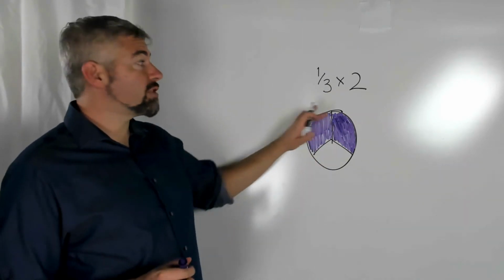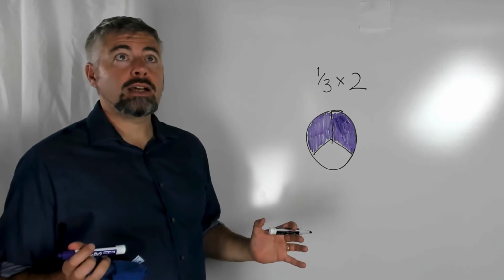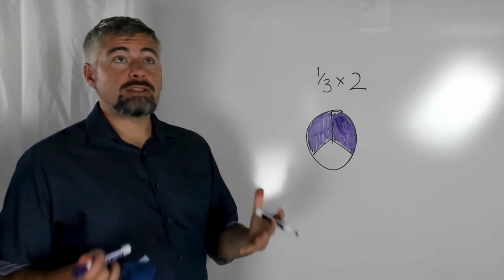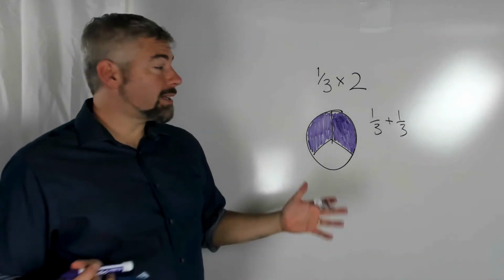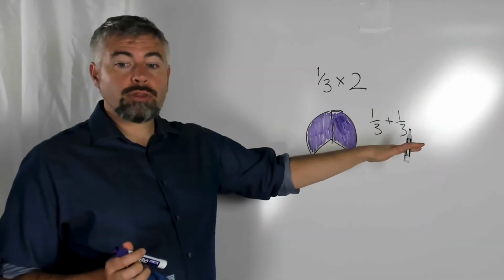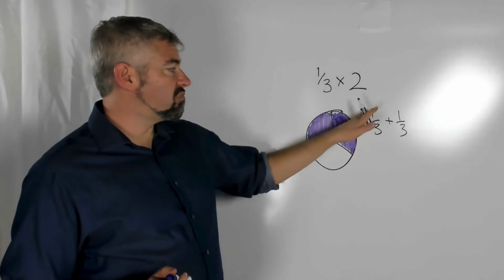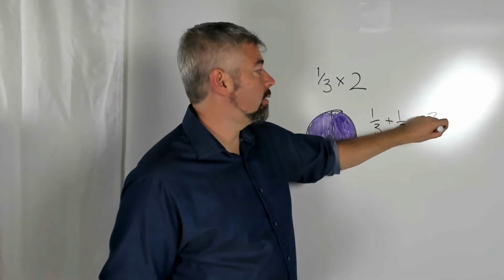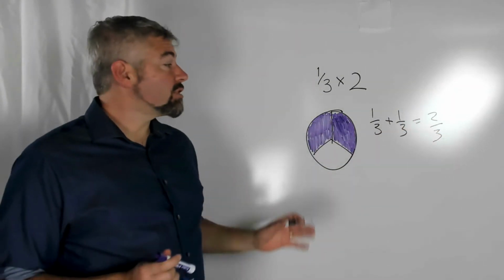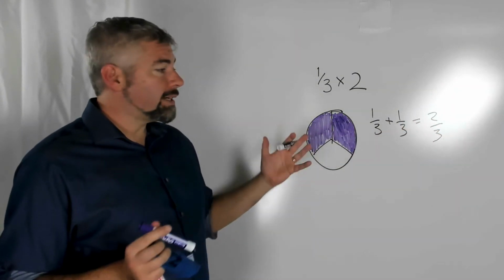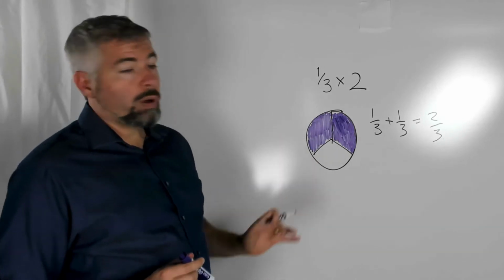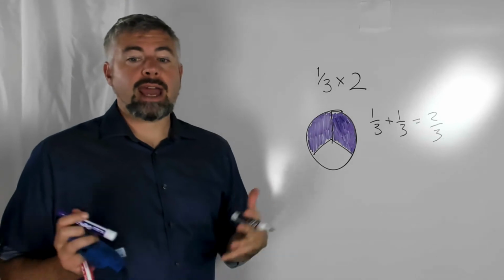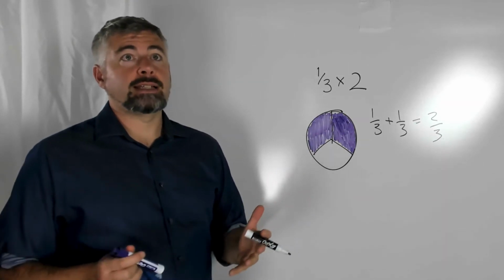I can also represent this concept symbolically by recognizing that 1/3 times 2 is 2 copies of 1/3, which is the same as 1/3 plus 1/3, and I know that if I combine 1/3 with another 1/3, I'm going to get 2/3. And I can represent this in story form by saying I ate 1/3 of a cake before lunch and I ate another 1/3 of the cake after lunch. How much of the cake did I eat altogether?